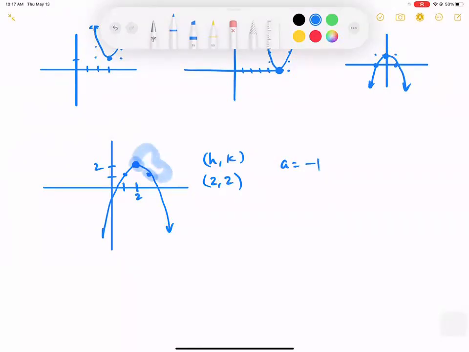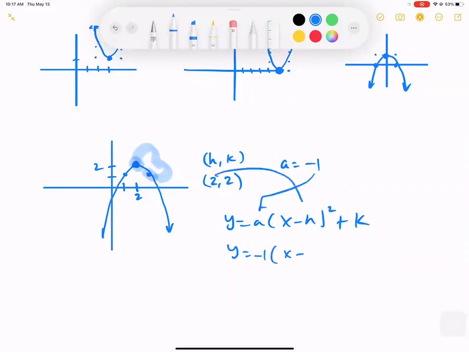One step over, one step down. So it's always from the vertex. We start from the vertex and then we decide, how do I get to that first step? So we actually have everything we need for our equation now. Y is equal to A, X minus H squared plus K. You might want to write that like 10 times. Y is equal to A is -1, X minus plug in H, plug in K, 2 squared plus 2. And we now have our equation.